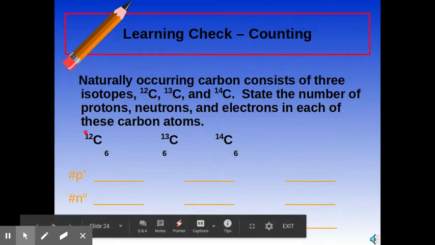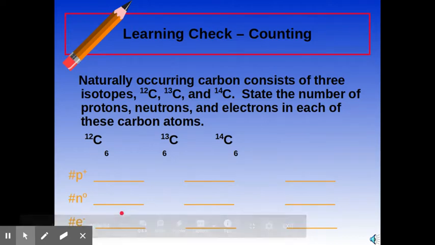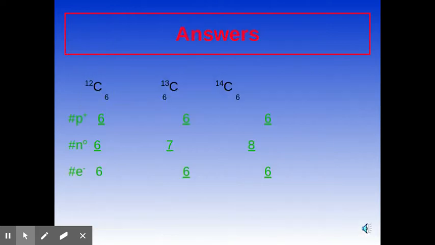Neutrons, you take mass minus protons. So for this one, it would be 6. This one would be 13 minus 6, which is 7. And this one would be 14 minus 6, so it would be 8. And then for electrons, none of these say anything about having a positive or a negative charge, so we assume they're all neutral, and they would all have the same number of electrons and protons, so all of those would be 6. There's your answer.